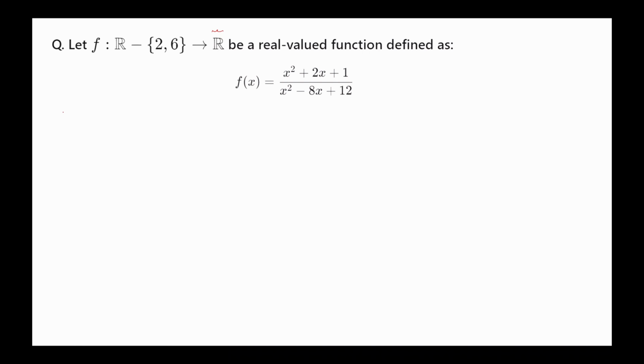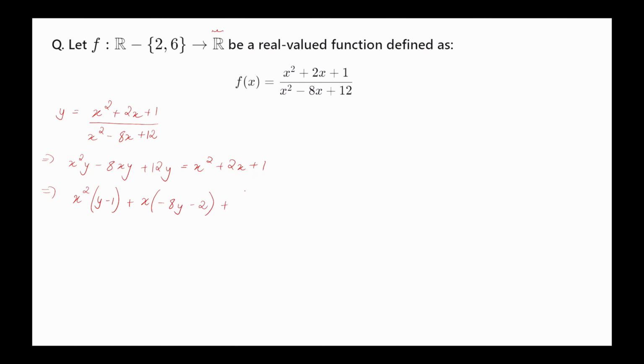So again, we'll do the same thing that we learnt. We'll write it as y is equal to (x square plus 2x plus 1) upon (x square minus 8x plus 12). Now let me cross multiply this. This would become x square y minus 8xy plus 12y is equal to x square plus 2x plus 1. So let me take all the x square terms together and all the x terms together. This would become (y minus 1) x square plus x times (minus 8y minus 2) plus (12y minus 1), which is equal to 0.